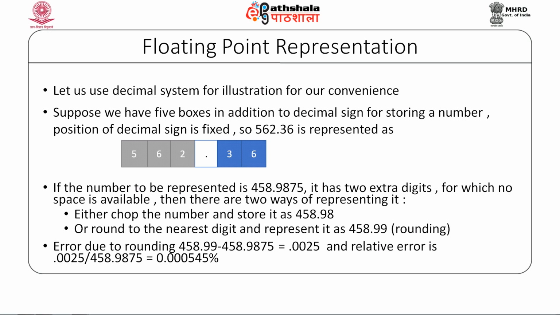So, suppose the number is 562, and one box is fixed for the decimal point. The number is 5, and the decimal storage box is fixed. So 562.36 is how it will go. Now, suppose I have place for only 5 digits, plus one for the decimal, and let us say the number is 458.9875.